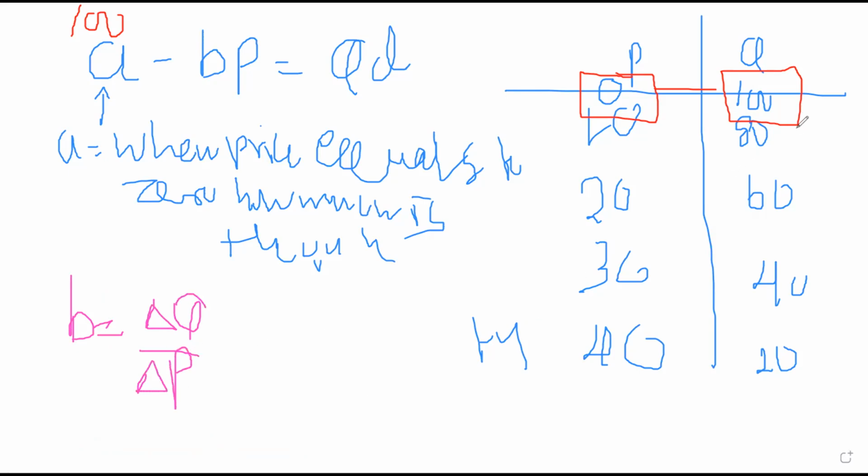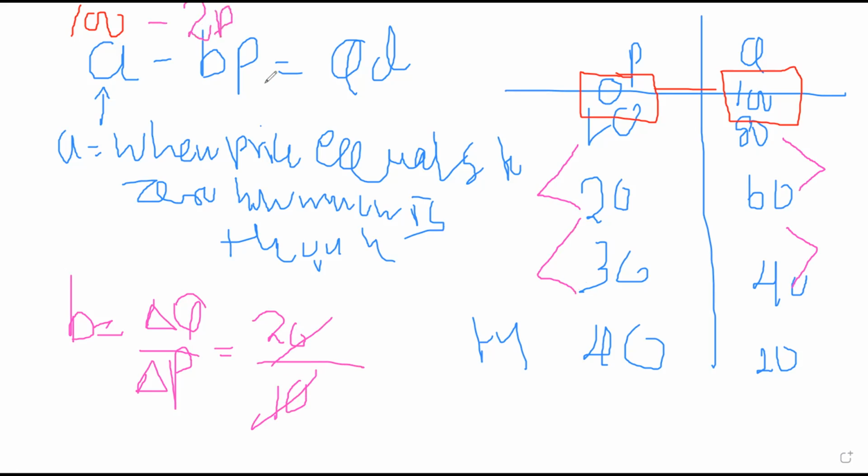So the value for delta Q, the change of the Q, you can see that change is equal to 20. Delta Q divided by delta P. Change of price, take 10. Then the value for B is 2. Right? So minus indicates the relationship is negative.